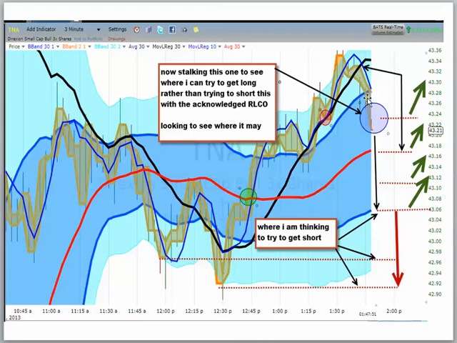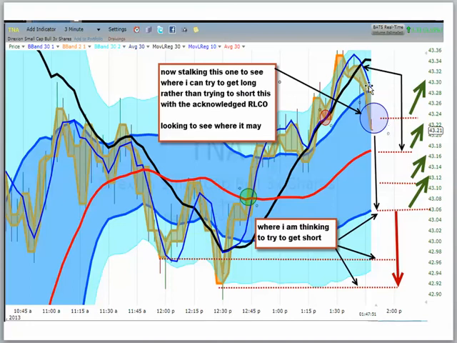It failed right through, and now I'm stalking it here in this blue circle, and I frame the potential trades in the following way. To quote myself here, now stalking this one to see where I can try to get long rather than trying to short this, even though I acknowledge that there was an RLC over here. That the expected move is simply back to the Bollinger Band mean, and in an uptrend it's very hard to make a living out of that. So what I'm really interested in doing is looking to see where it may find support and then continue.